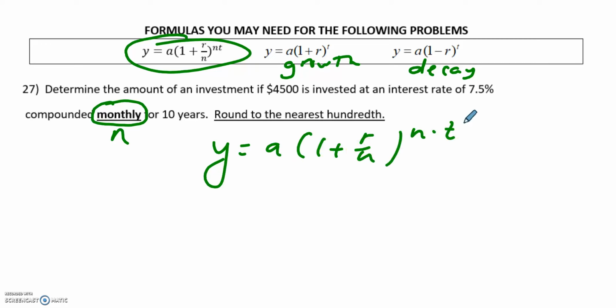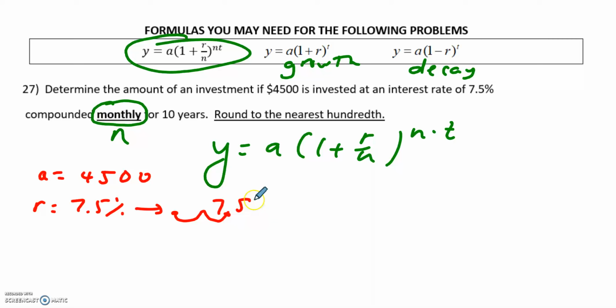So we're going to have to use this equation, 1 plus r over n, to the n times t, but we need to remember what all these letters mean. A represents the initial amount that I'm starting with, or the $4,500. The rate is the percent that I'm investing, which is 7.5%, which in this word problem, you might remember we have to write as a number, so we have to move the decimal over twice. So this would really be 0.075. The t is the amount of time it takes, which is 10 years. And the n is the number of times the money is compounded, which is monthly.